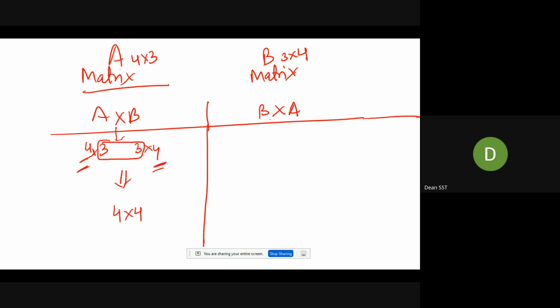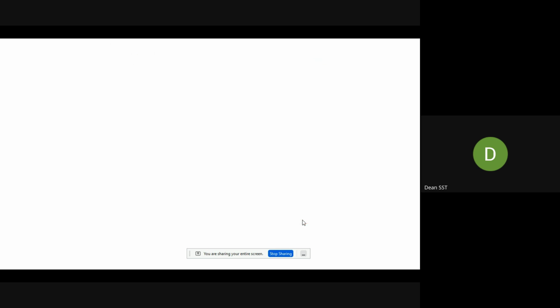Now what about B cross A? B is 3 into 4 and A is 4 cross 3. What is the resulting dimension? 3 into 3. Is it clear? Yes.